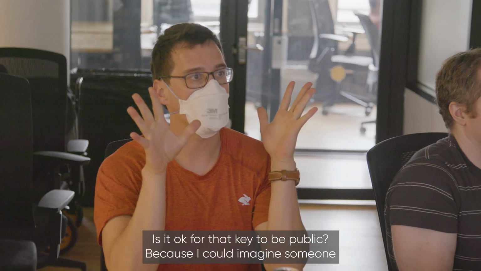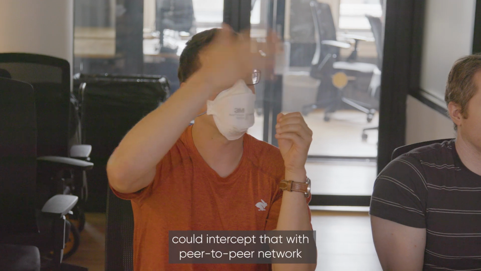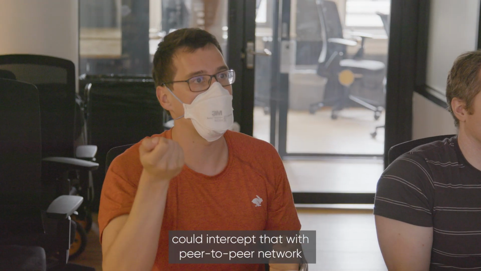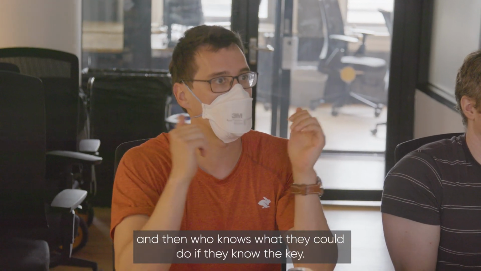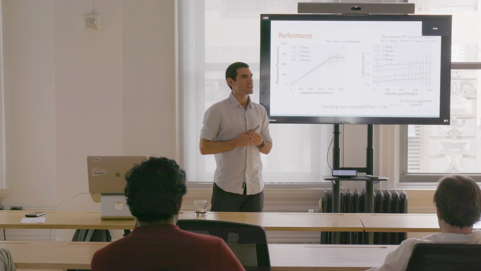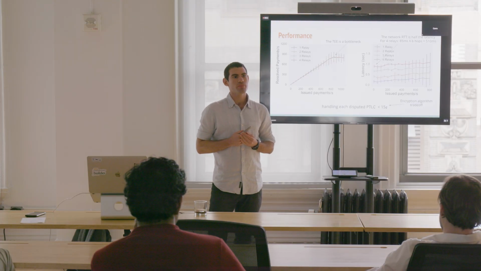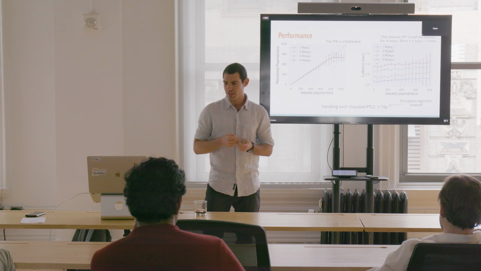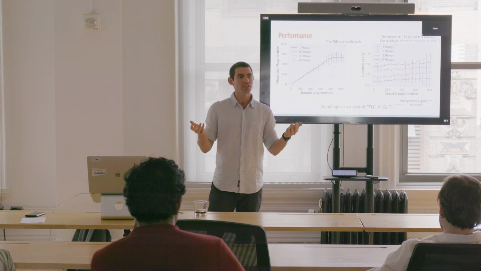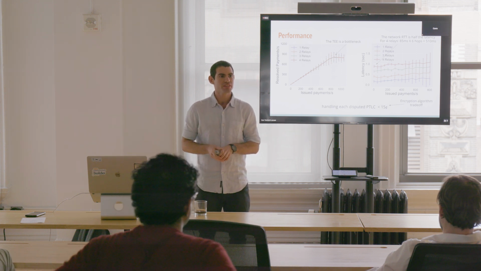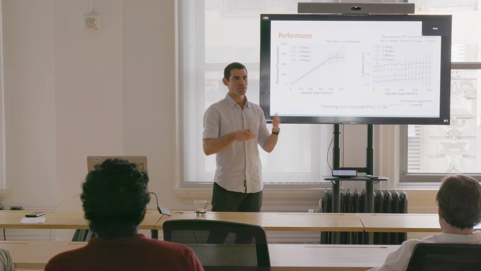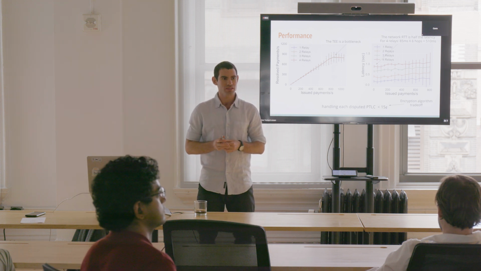Is it okay for that key to be public? Because I could imagine someone could intercept that request in a peer-to-peer network, and then who knows what they could do if they know the key. Yeah, so once Bob reveals his secret, it is completely public. So we need to somehow make sure that everything works as it should.